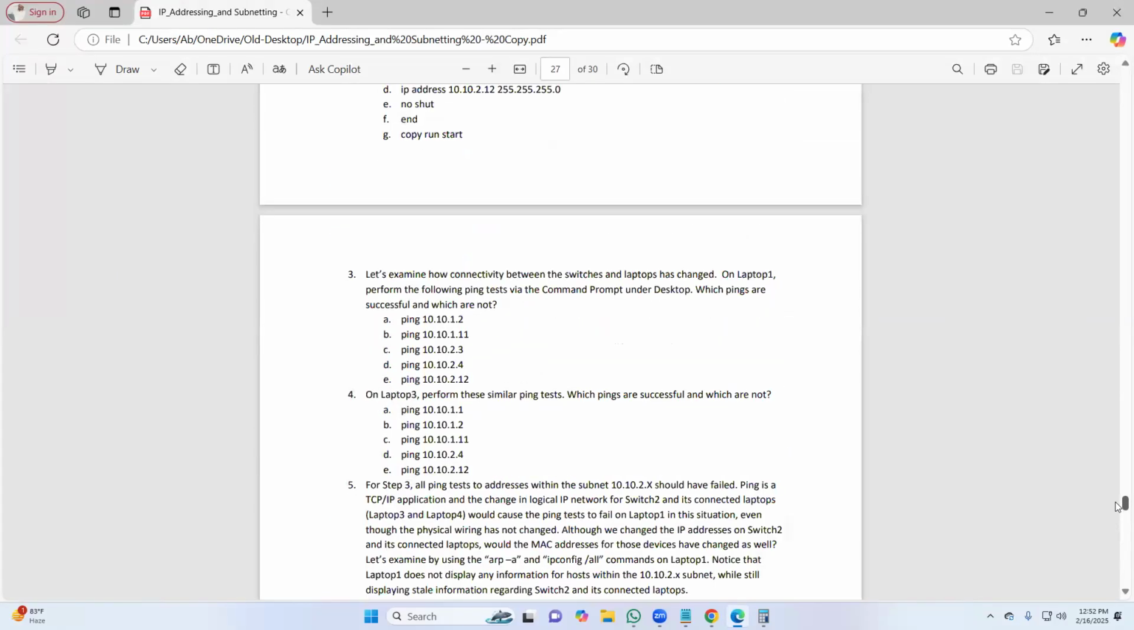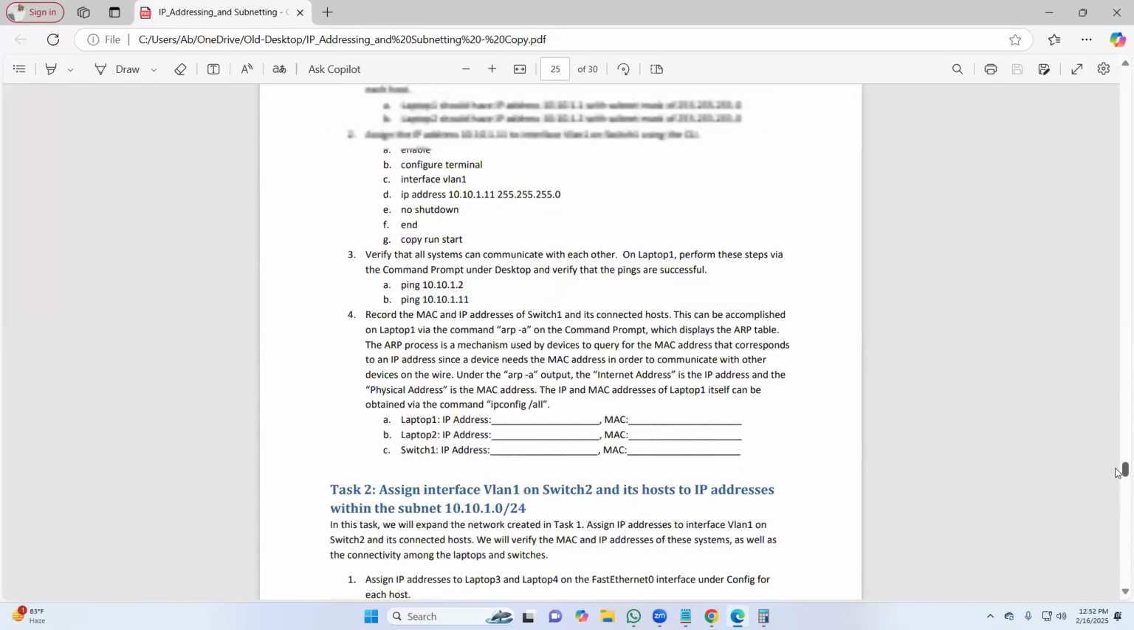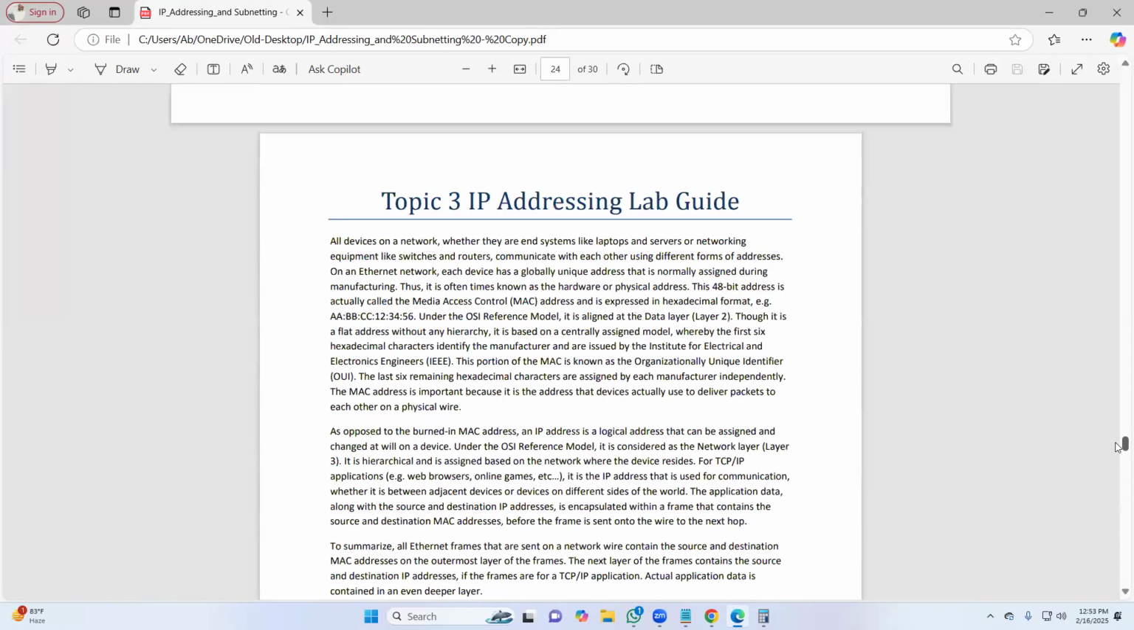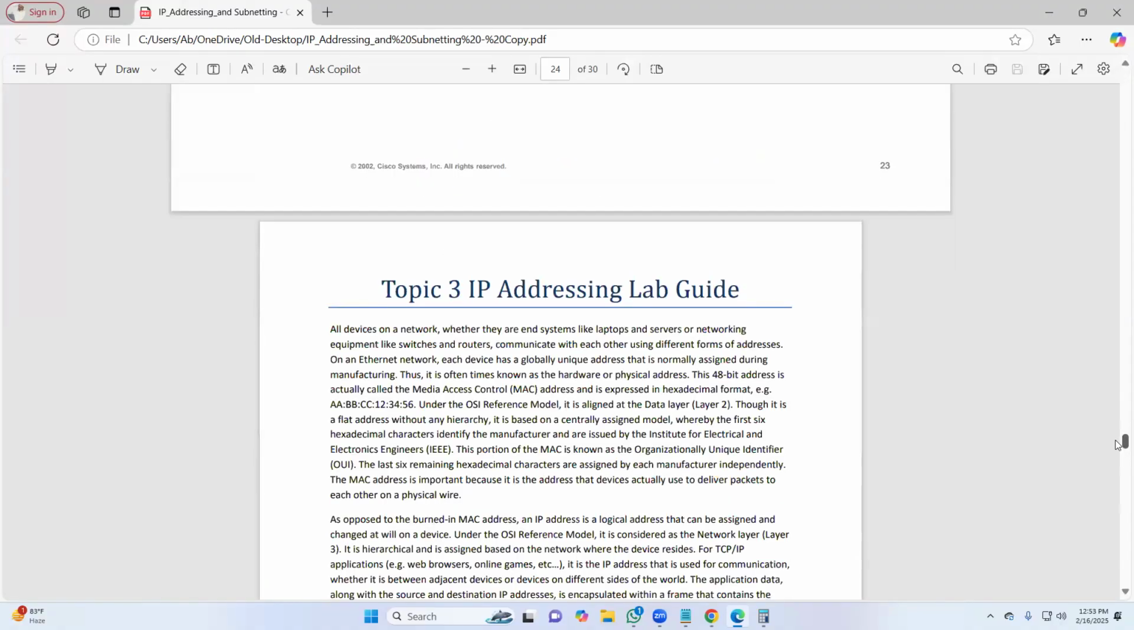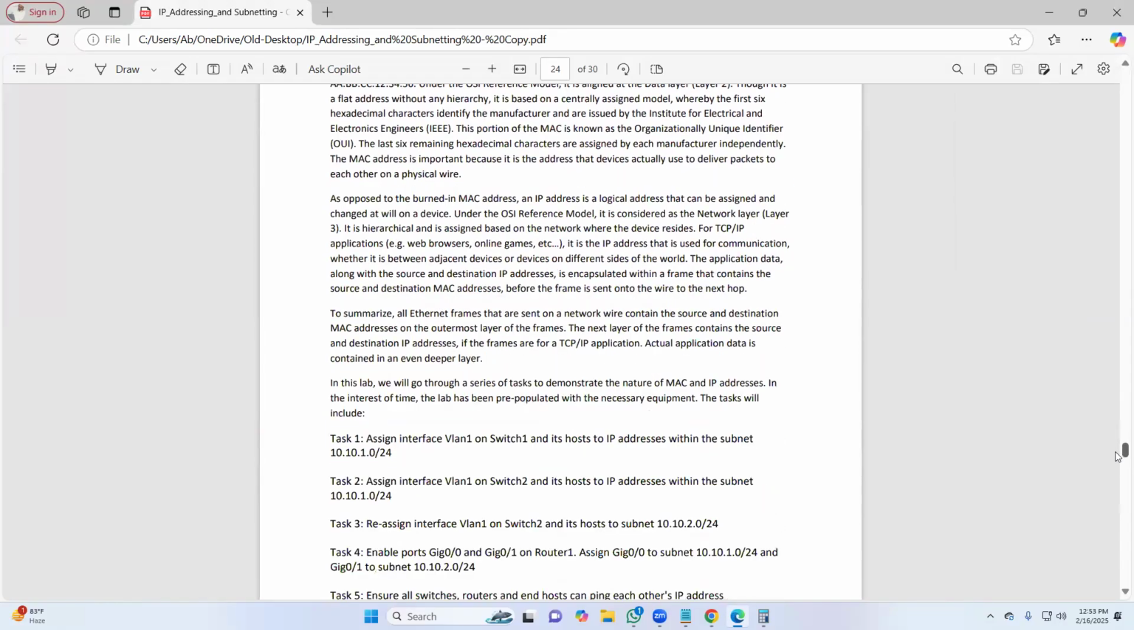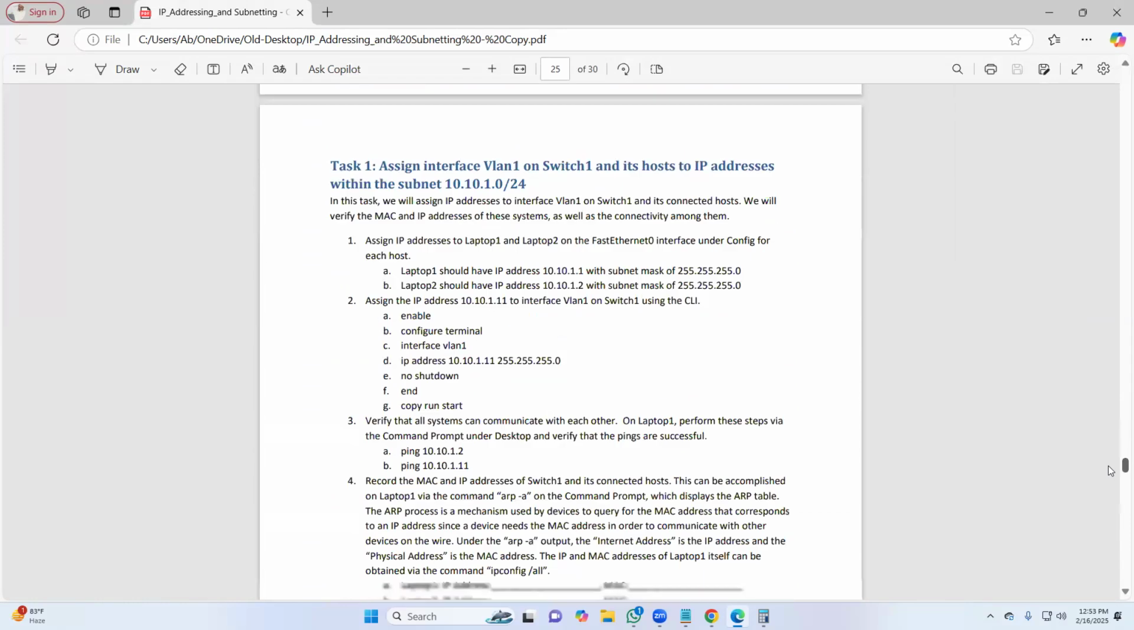These are basically the question answers. I just sent you the question answers, topic 3, IP addresses and lab guides. You can read this document and give the answers. These are basically questions like assign interface VLAN and everything. I will send you this document. If you want to go, you can, but profiling and projecting we will start from tomorrow.